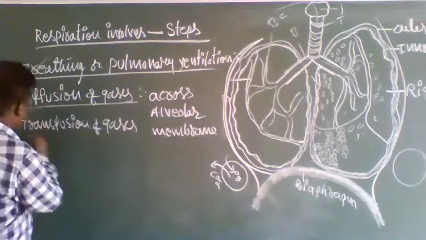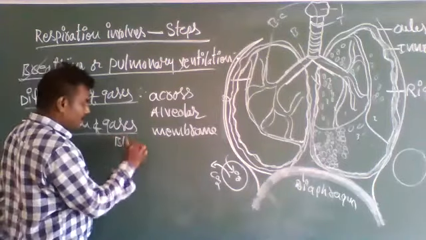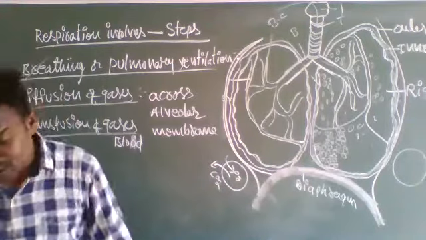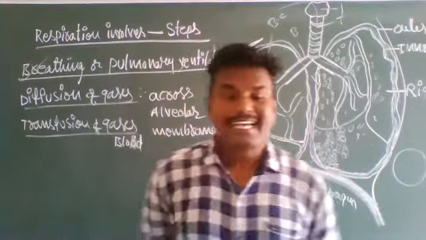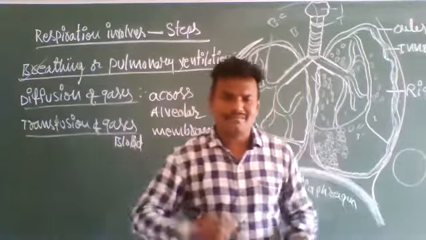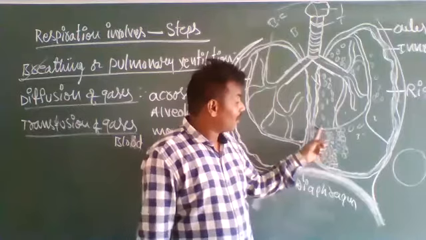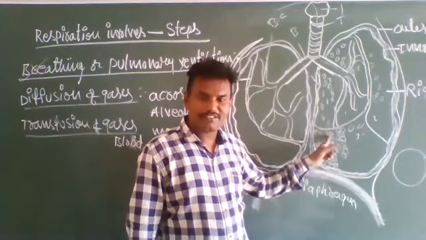Next, transport of gases occurs by blood. Transport of gases occurs by blood. Here, oxygen enters into the alveoli. In the alveoli, blood is present, and the oxygen is mixed with that.